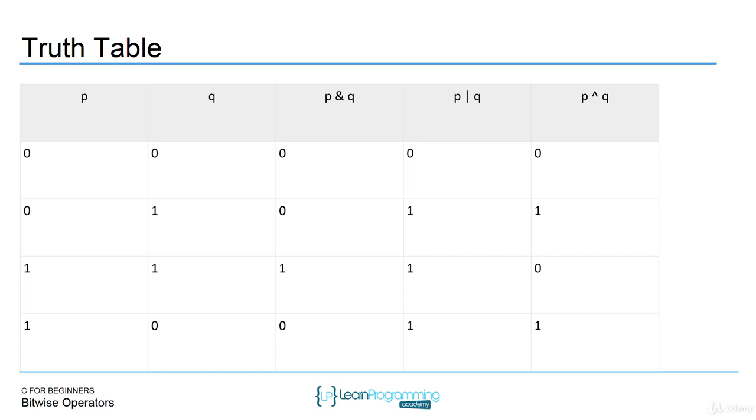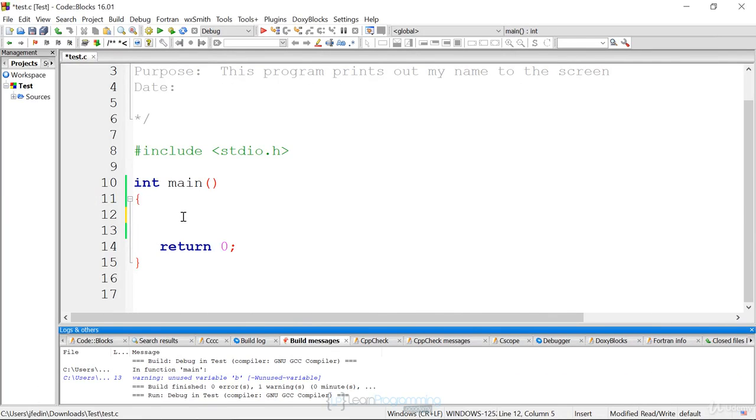So let's look at some concrete examples in code blocks. Hopefully this will help a bit. Okay, so here's our main function. I'm going to create a couple of variables. I'm going to make sure that they're unsigned, even though that's the default.